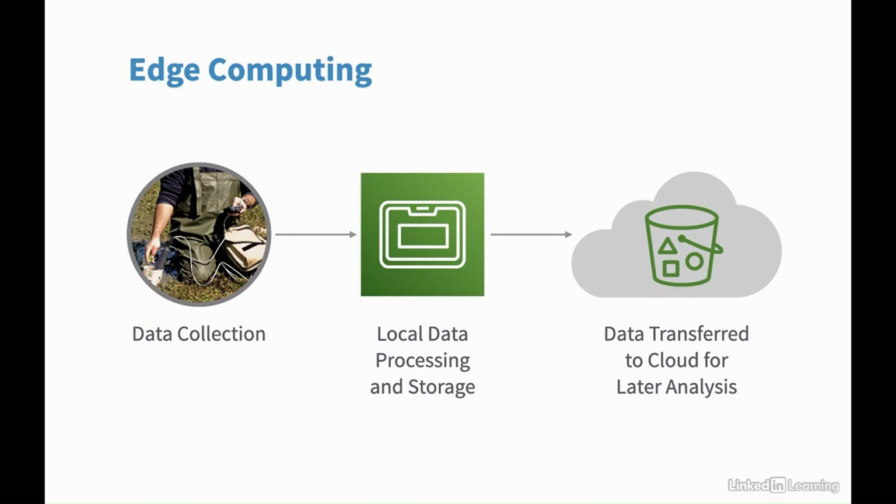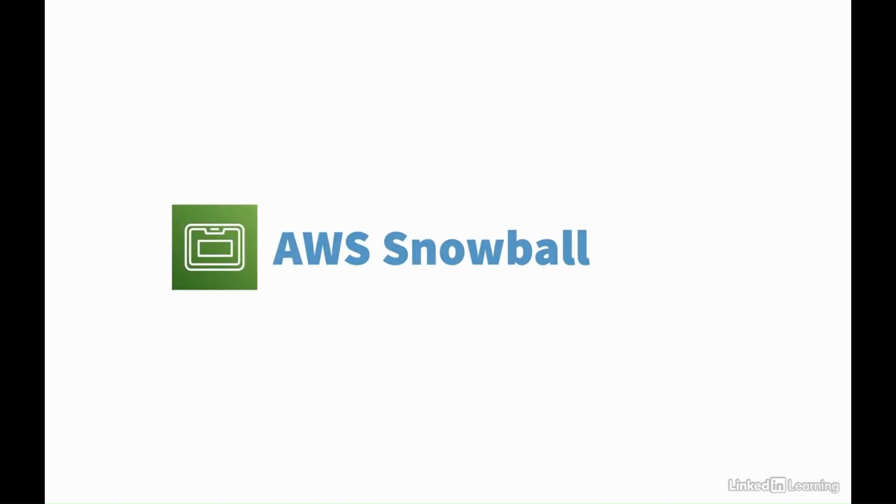Just one example might be a research team operating in a remote location, collecting data with sensors whose output must be processed and stored locally. This team can use a local Snowcone or Snowball device to work with that data, even running an AMI directly on the device, and then ship it to S3 later to continue their work in the cloud. So, whether you're looking at edge computing or a one-time large-scale data transfer, take a look at AWS's family of Snow devices.